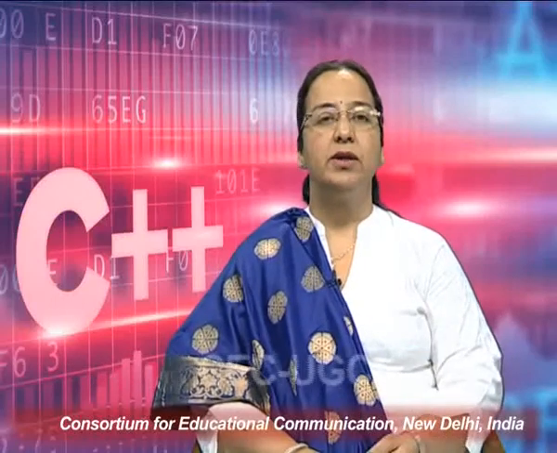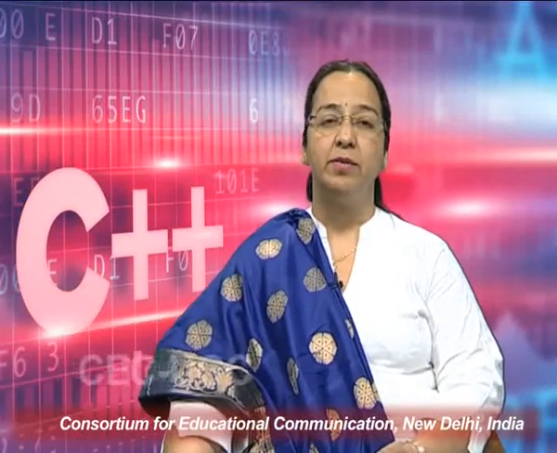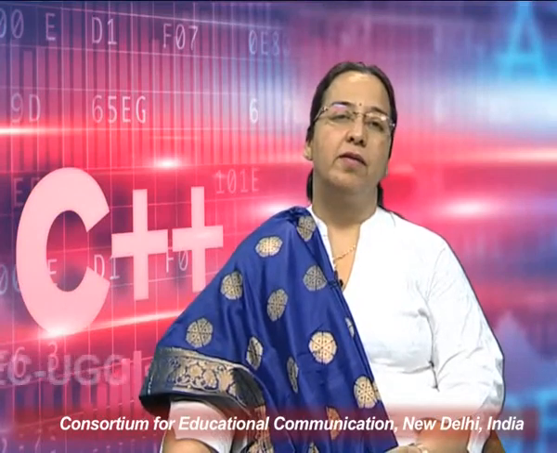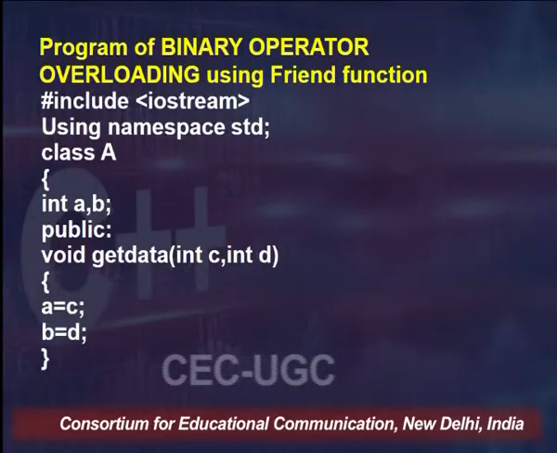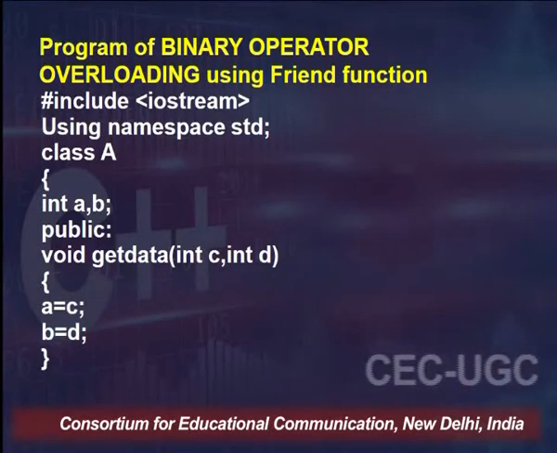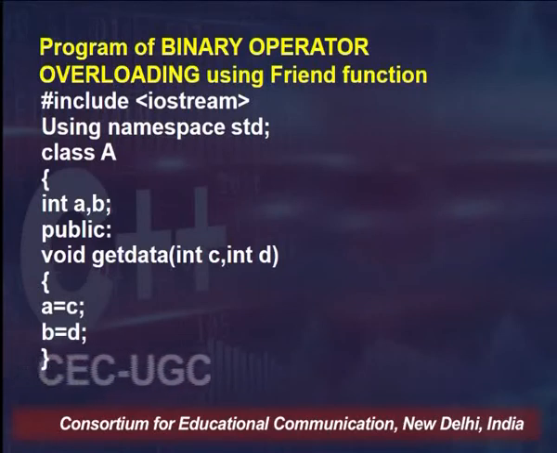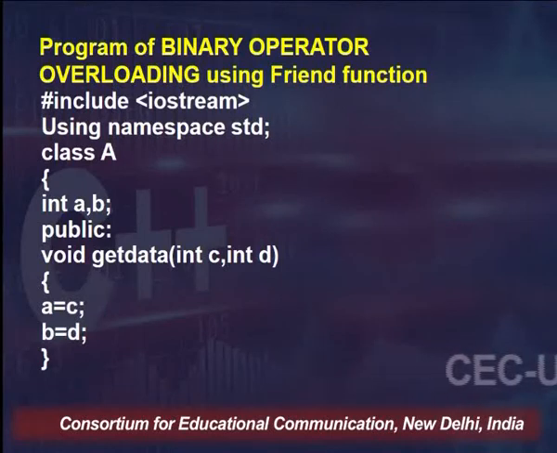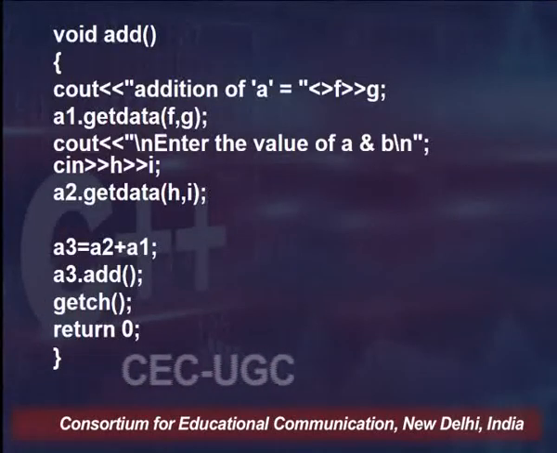So, for the binary operator: hash include iostream.h, using namespace std. These are two conventional and standard statements. We have defined one class A in which there are two private variables a and b of type integer, and there is a function get data, which takes two values in the variables c and d, and assigns c to a and d to b. So, basically get data is taking values as the input.